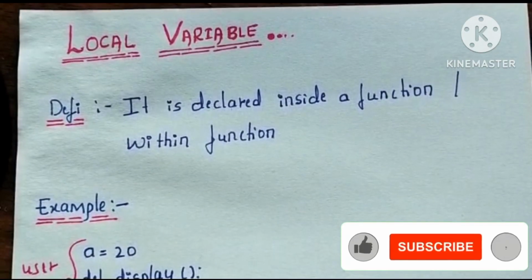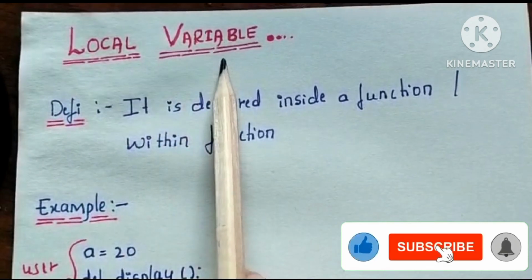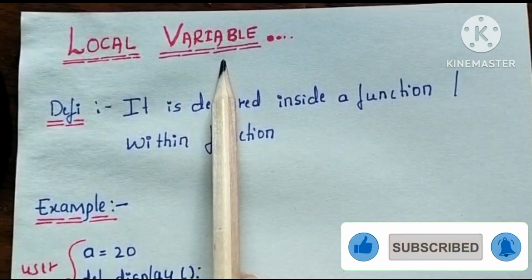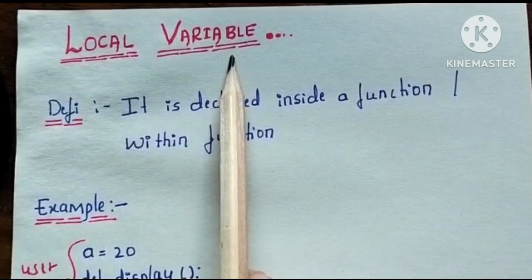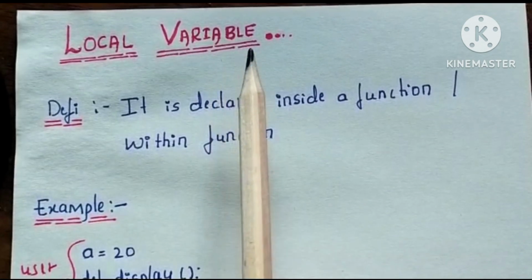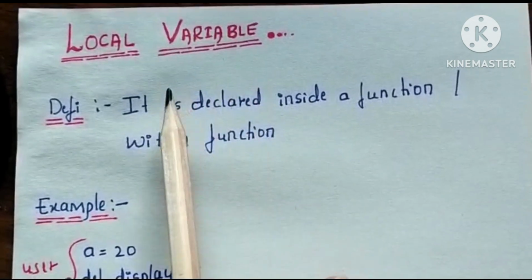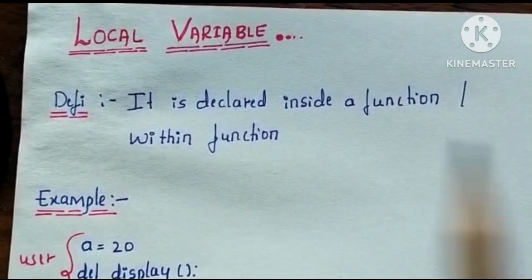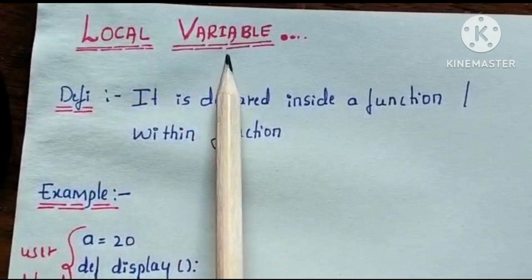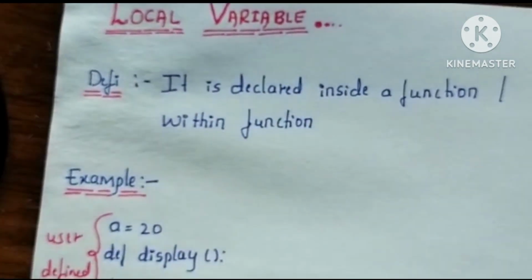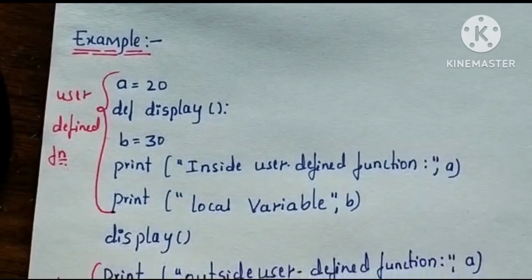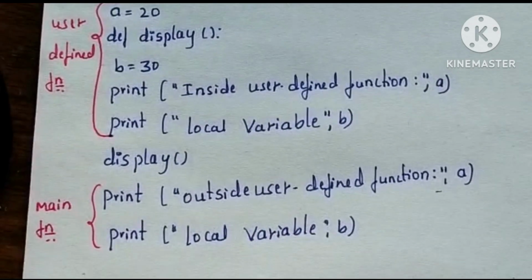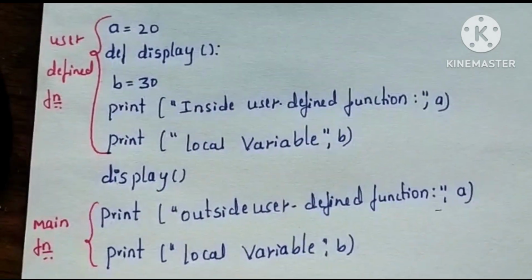Today I'm going to discuss local variables. In the previous video I explained about global variables. You can watch that first, and after that you can easily understand this. I will mention that video link in the description. So let me start. What is a local variable? How does it work? I will show it in detail with a suitable example.